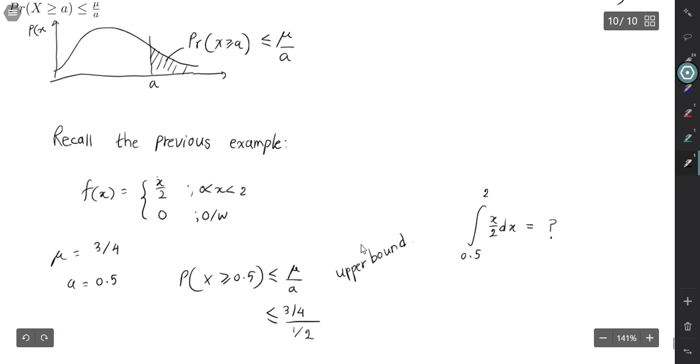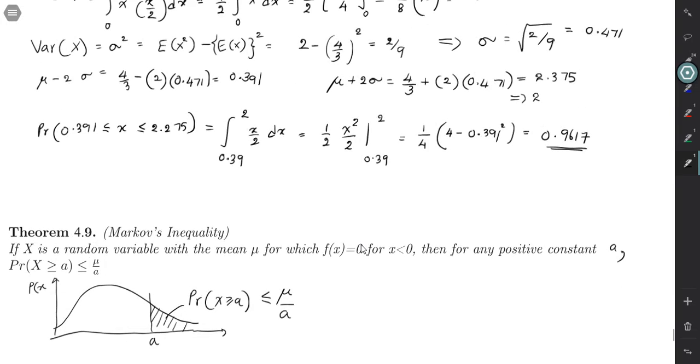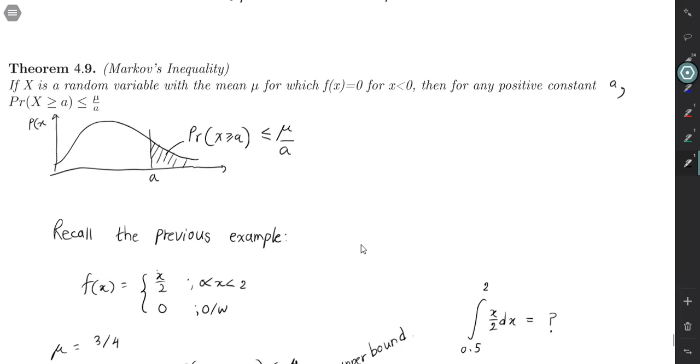So that is the end of chapter 4. We talked about the moments, the mean, the variance, and then the moment generating functions. And then we looked at two special inequalities, Chebyshev's inequality and Markov's inequality, which contain information on the mean and the standard deviation.